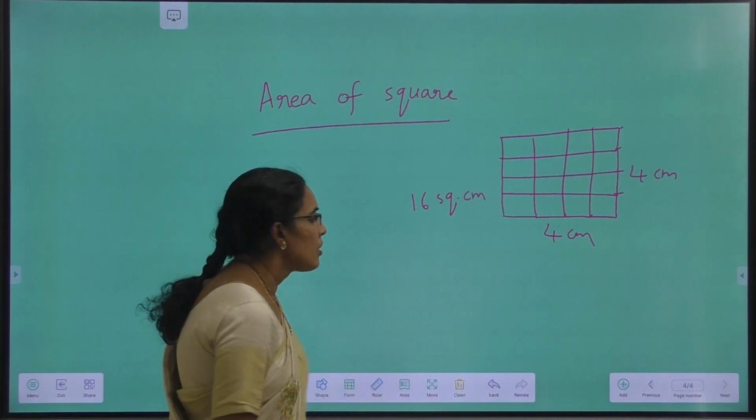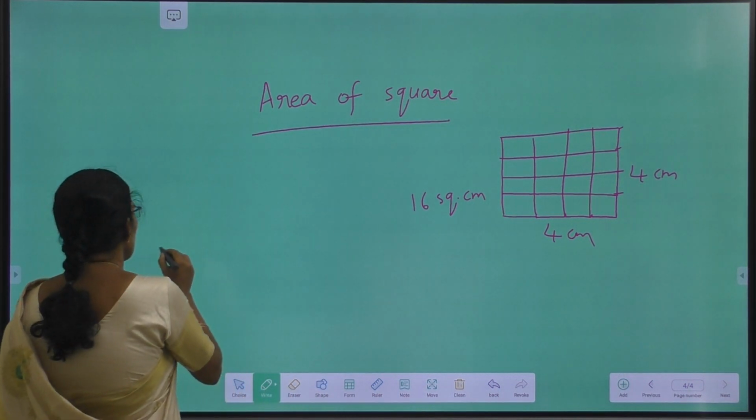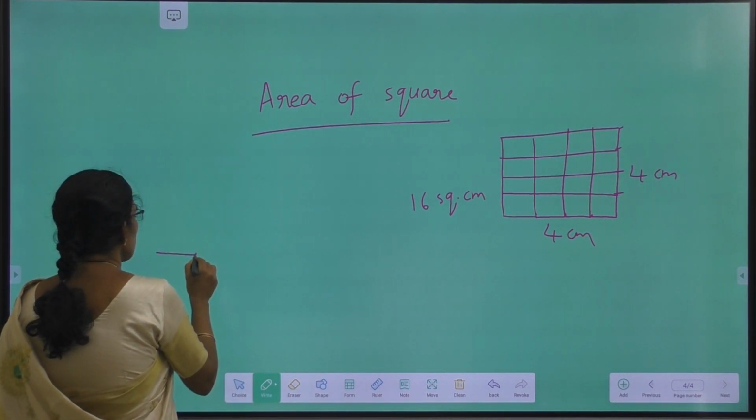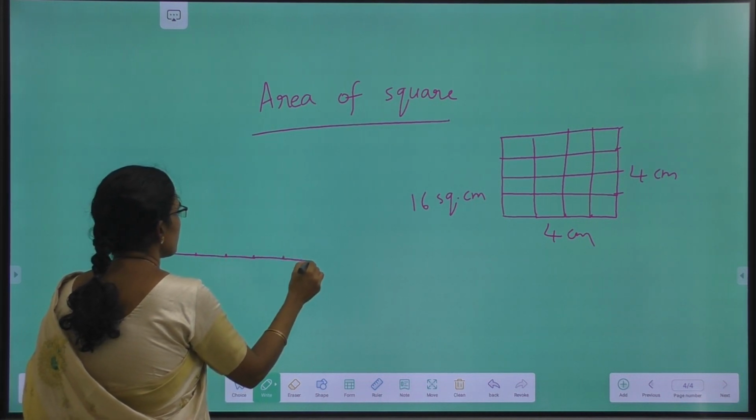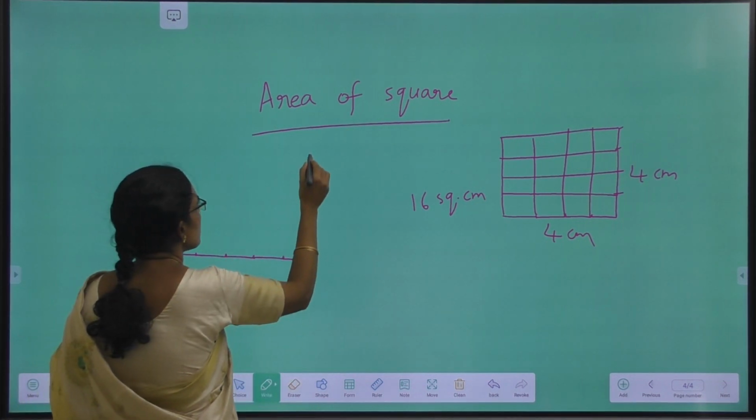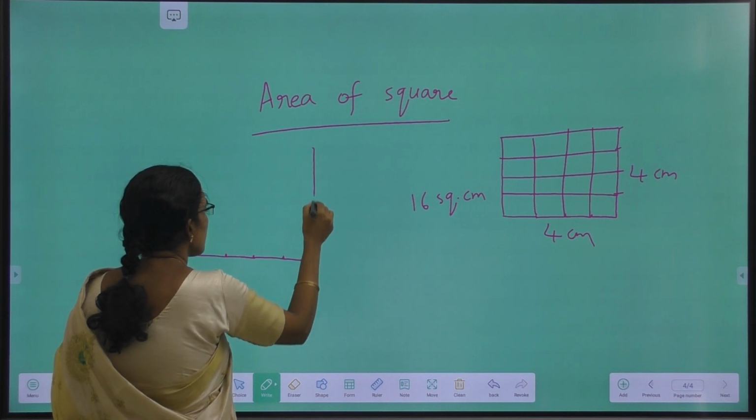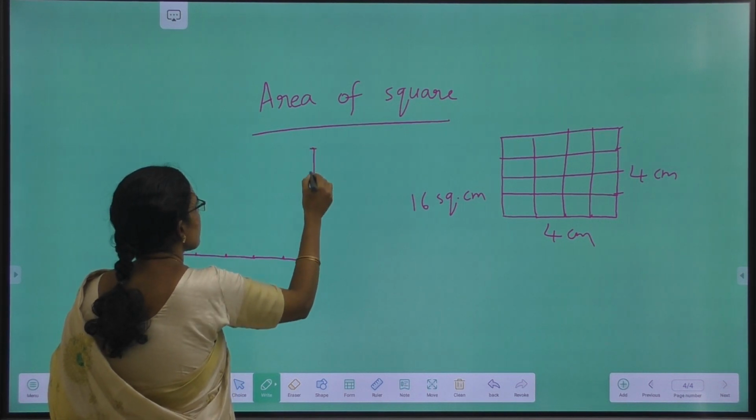Okay, children. Now, let's take another example. I am taking now 5 centimeters square. Right, I am taking 5 units. Length of the side, if I am taking 5 units, then what we get as the area, we'll see.